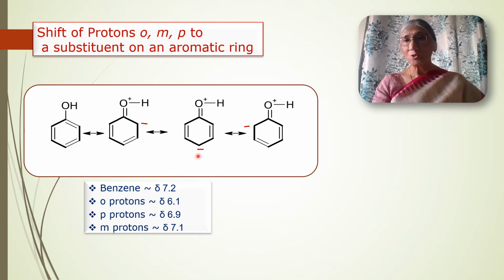Why does it go to the ortho and para position? Because electron density is more at the ortho and the para position as compared to the meta position. And this is also very much indicated in the NMR spectrum, because the ortho and the para protons are shielded as compared to the meta protons, where the electron density is comparatively less.